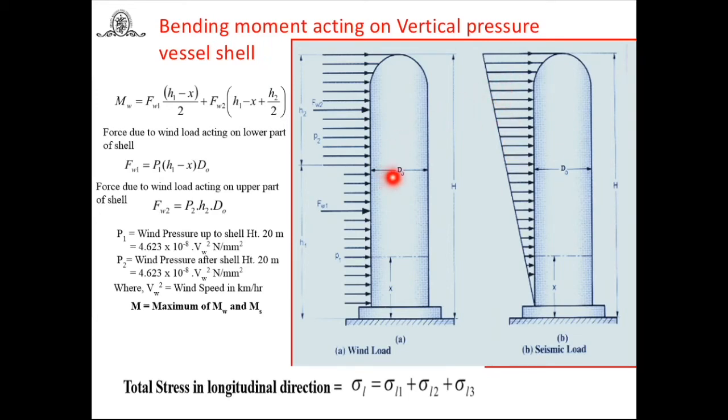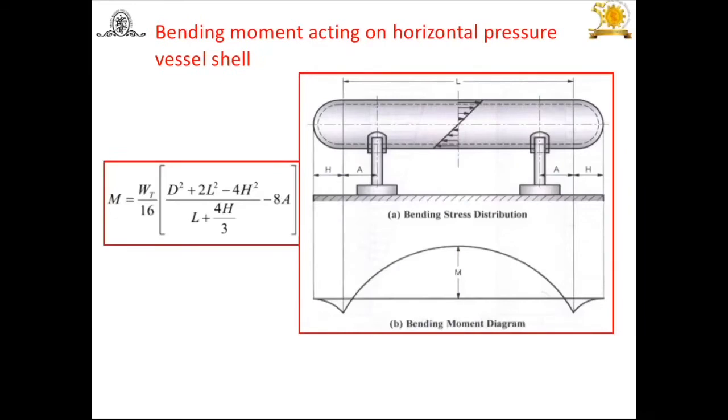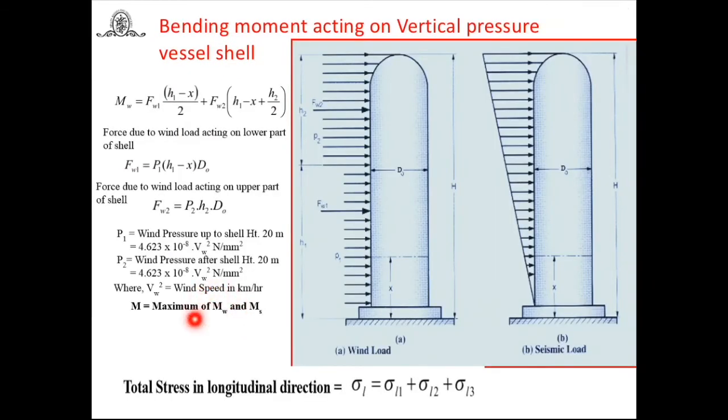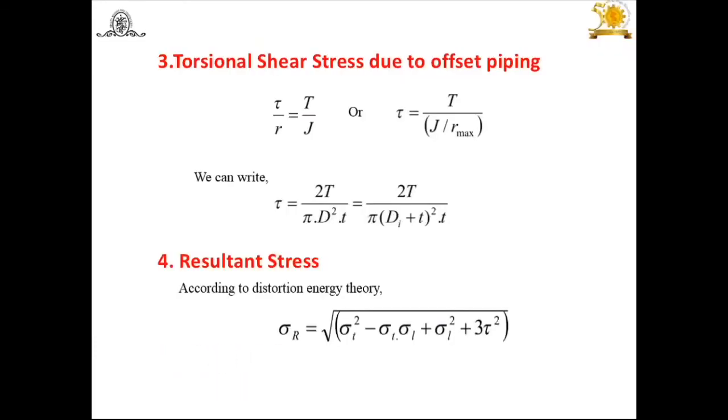And out of these two, wind load versus seismic load condition, whichever is the maximum, that M we are going to use for this vertical pressure vessel to find out sigma B, that is M, maybe MW or MS, whichever is the maximum, divided by Z. After getting sigma L1, sigma L2 and sigma L3, we can add all these, and you will get the total longitudinal stress.